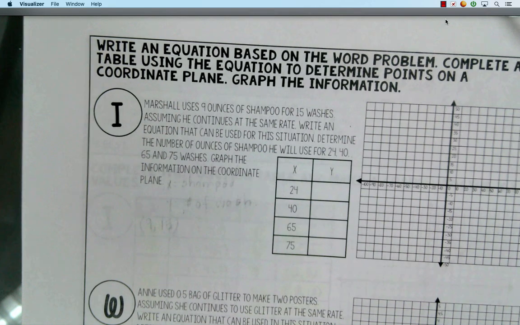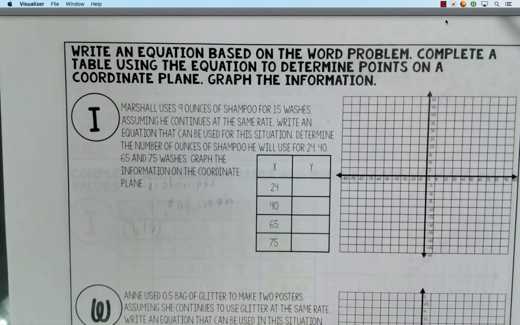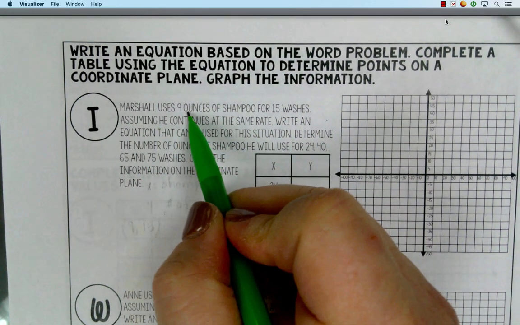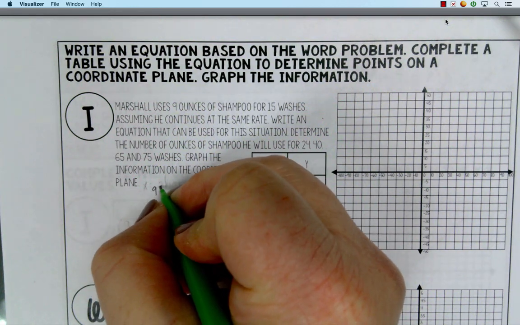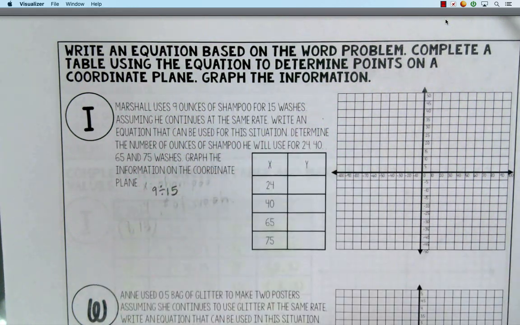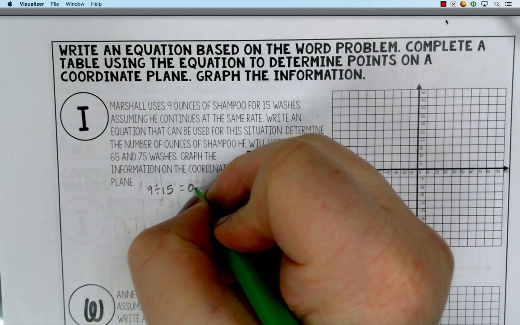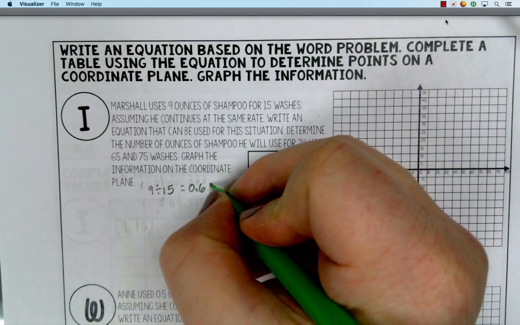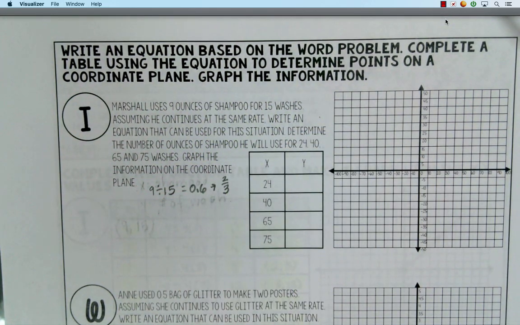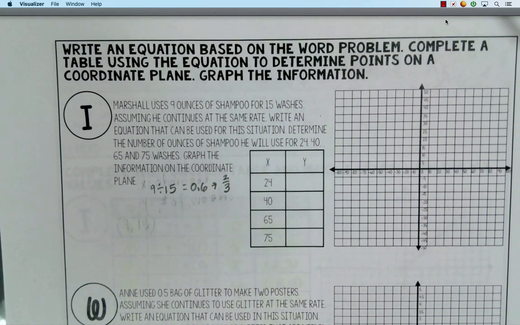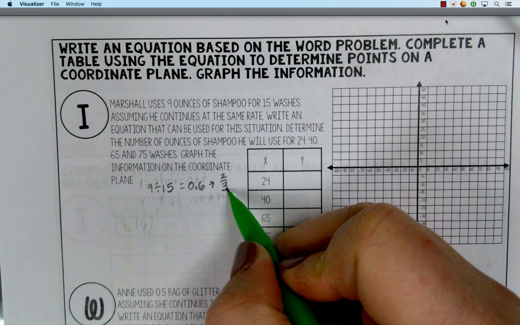So I need to figure out what is the unit rate, meaning how much shampoo do I need for one wash. And so I have 9 ounces, and I'm going to divide that by 15 washes. So I'm just going to say 9 divided by 15 washes, okay? And I'm going to get 0.6, which is also 3/5. Okay, so 3/5 ounce per wash.